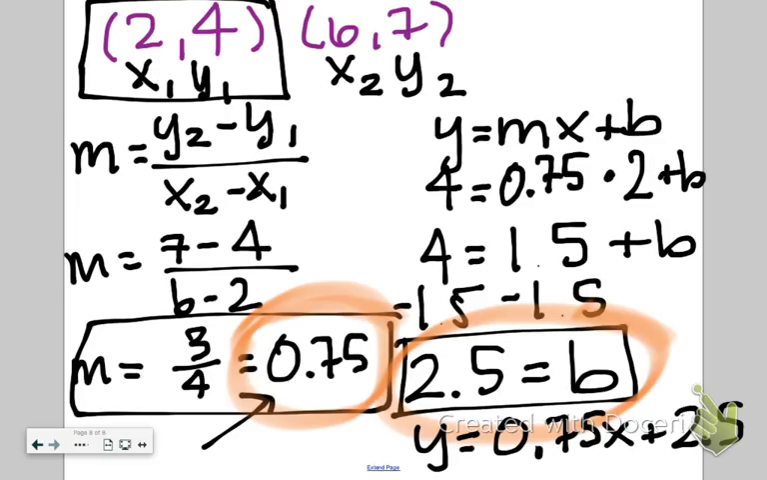Okay, again, what I want to point out is your slope might not be the same as mine. It probably won't, but it should be close. And your y-intercept probably isn't 2.5, but it should be pretty close.